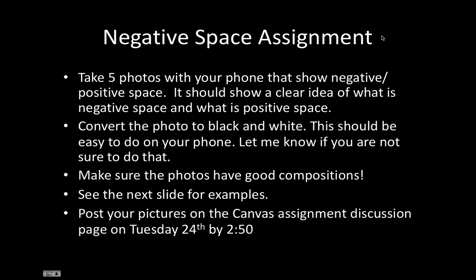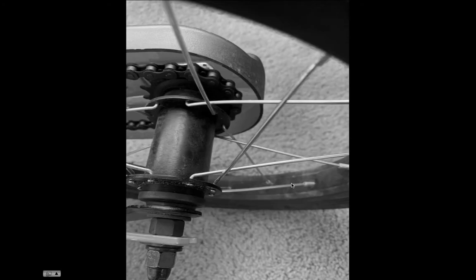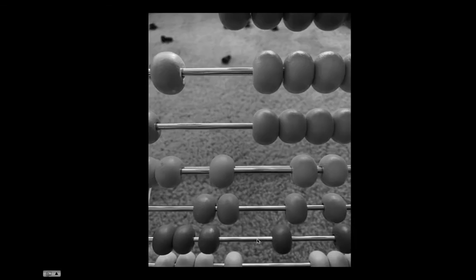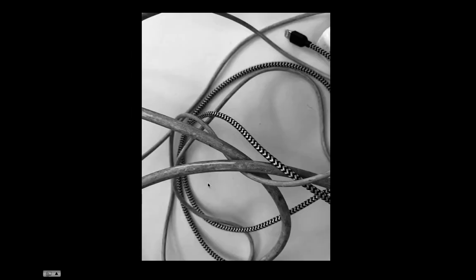All right, so let's look at some examples. Here's one. I know this is negative, and I know the chair here is positive. Here's another one, a bike. We know all of this is positive, and then behind there is negative. Same for here. This is the abacus. Behind there is negative, and then the beads are positive. Some of my paintbrushes, all those positive, and then that background is negative. And then some wires, same thing. Wires, positive, background, negative. So I want you to take 5 photos and post them.